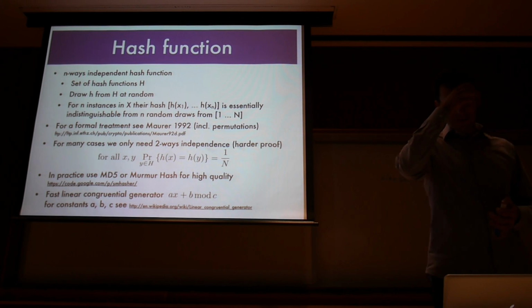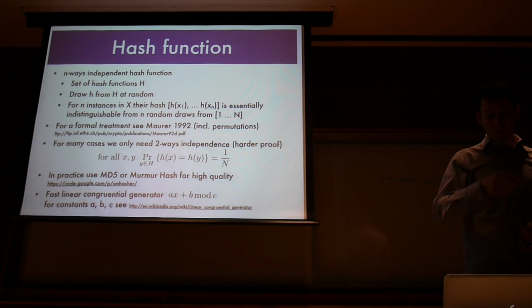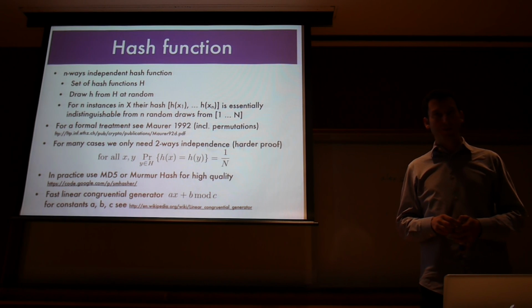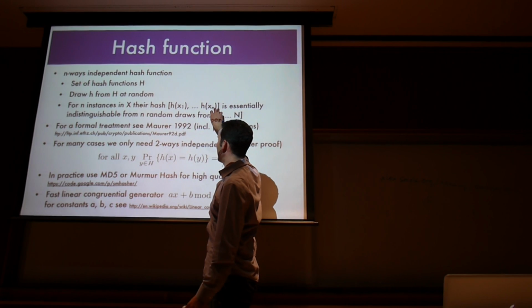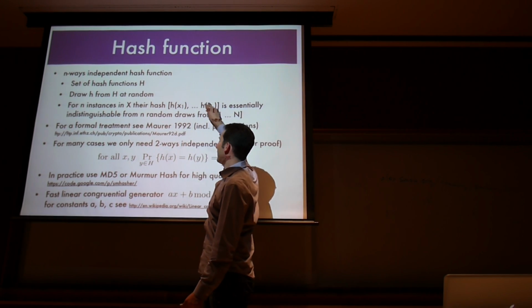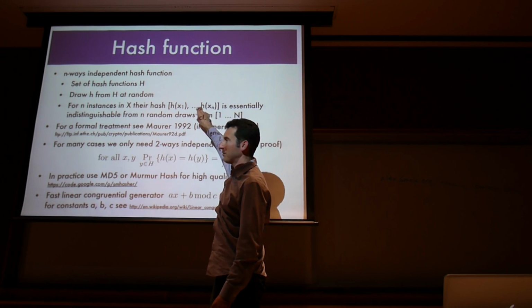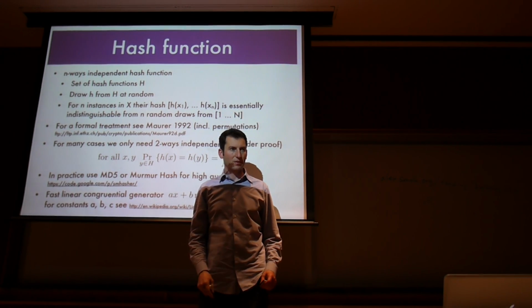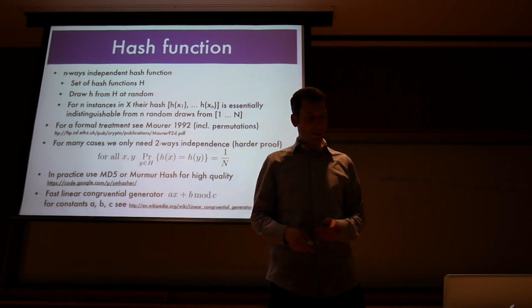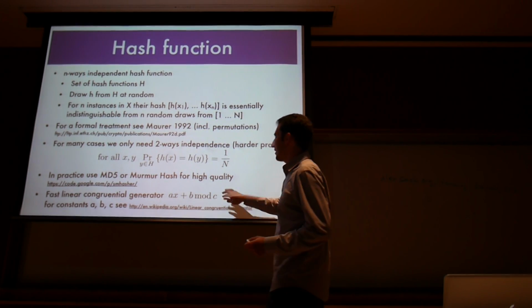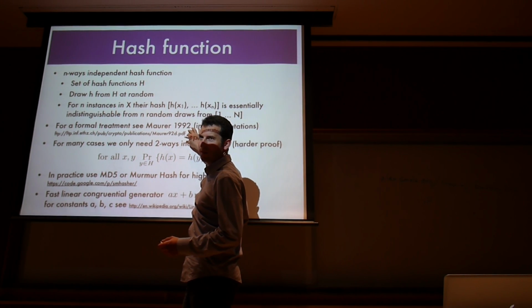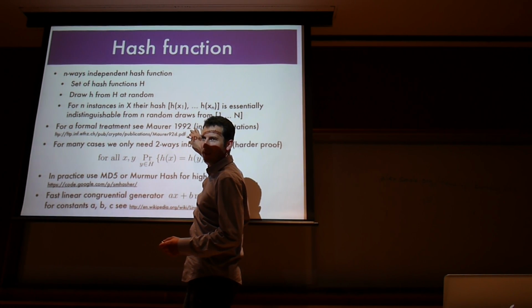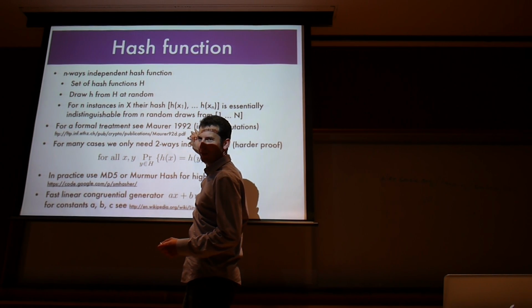Now, an n-ways independent hash function is one which you basically cannot distinguish, if you evaluate it for hash of x1 through hash of xn, from having drawn n random numbers uniformly from that key space. So there's a formal definition for that, and I very much recommend that if you like this, you read up on Uli Maurer's paper about pseudorandom permutation generators. It's a really well written paper. It's not easy reading, but it's extremely well written.